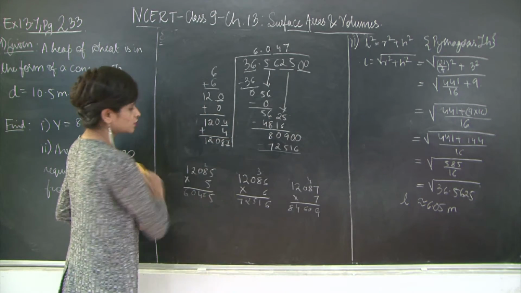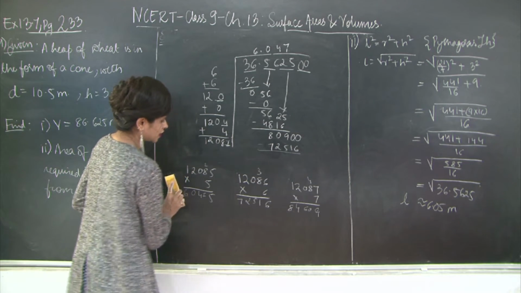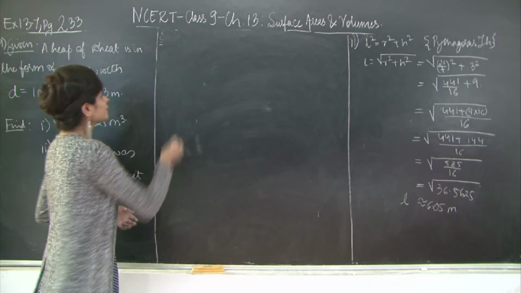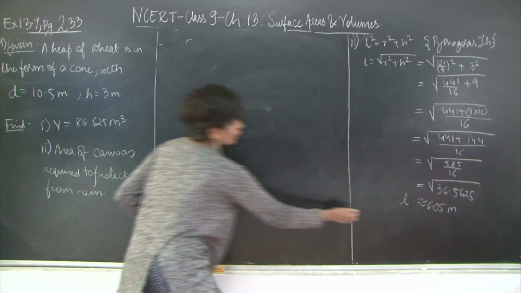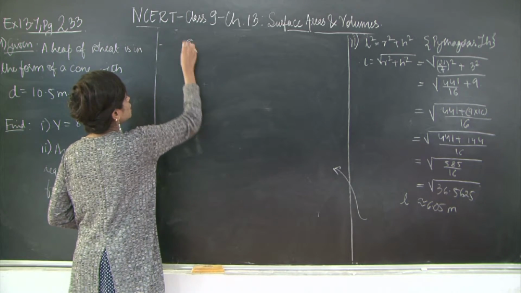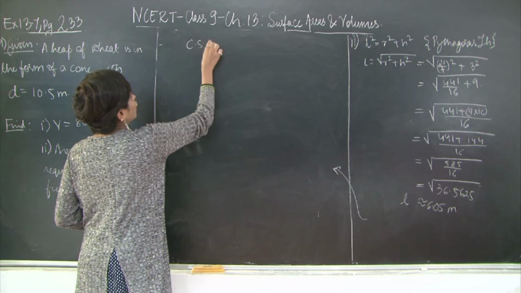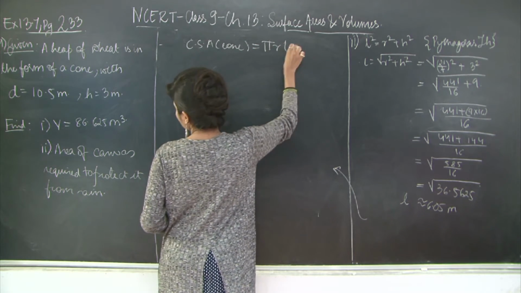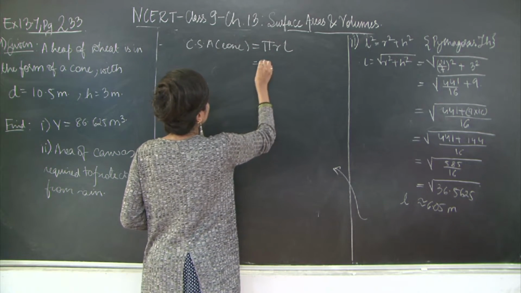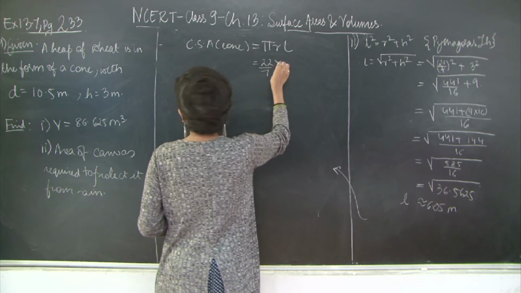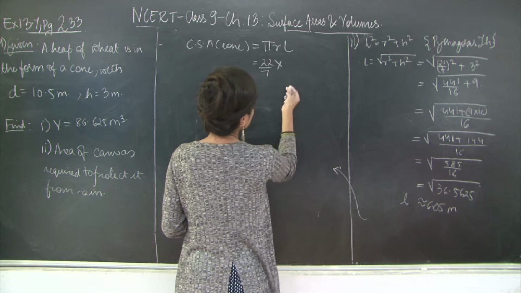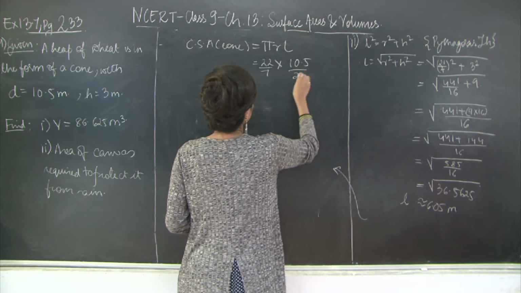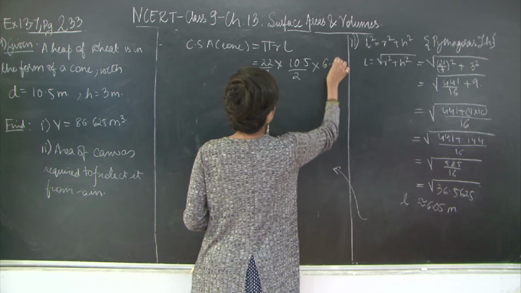Having found the sloping height, we don't really need this section. I'm going to erase it. Since we already have the sloping length, moving on from here to here, I'll say curved surface area of cone is equal to pi RL, which is equal to 22 upon 7. Radius, we found out, was 10.5 upon 2, into length, which is 6.05.